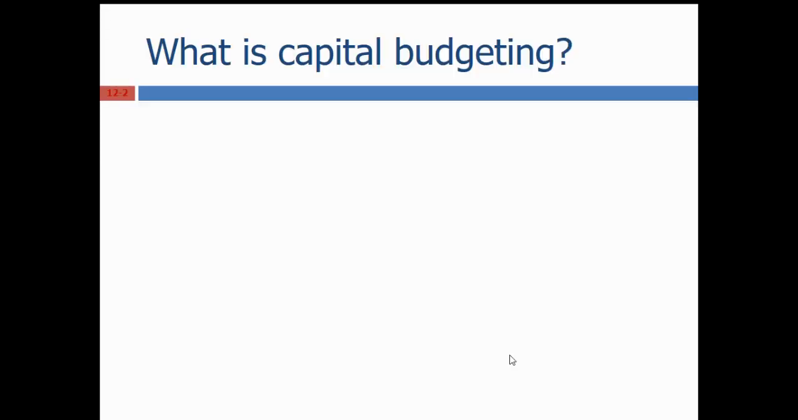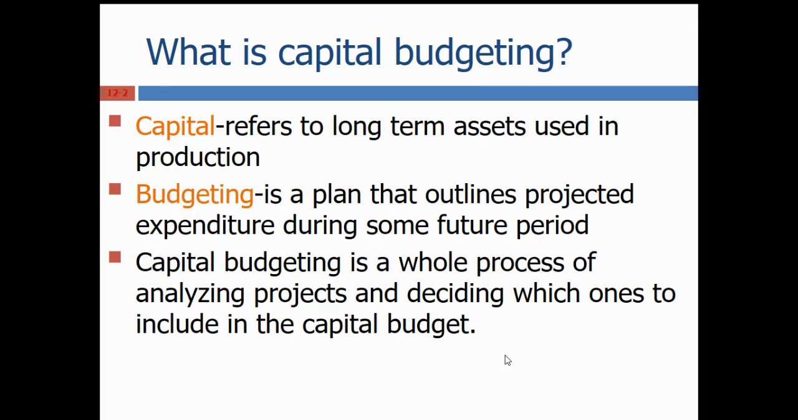So let's begin with understanding what is capital budgeting. Capital refers to the long-term assets used in the production. We are not talking about working capital, right? Working capital is for the short term, while with capital budgeting we are referring to long-term assets. For example, a factory, a building, building a mall, that kind of thing. And then you have budgeting. Budgeting is a plan that outlines projected expenditure during some future period.